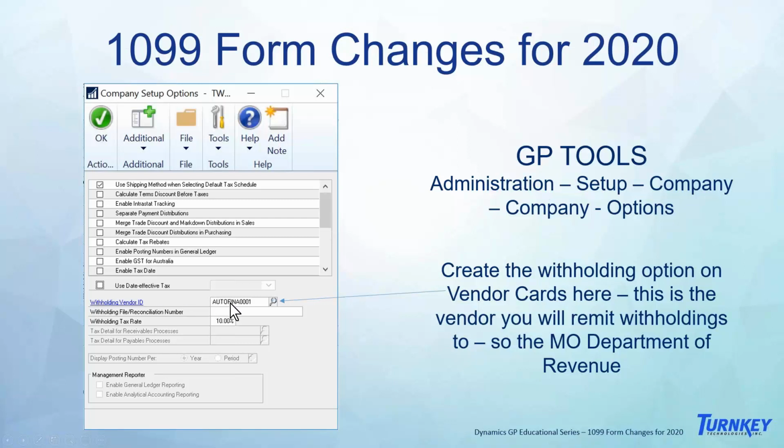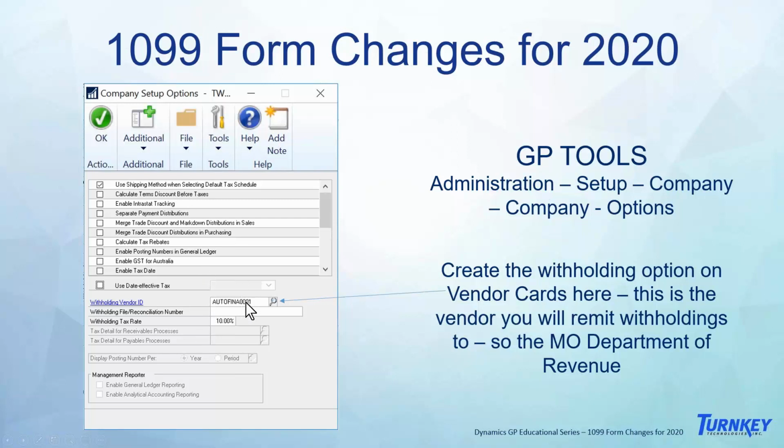Now this vendor ID, I just picked a vendor to get somebody in there, but this really would be the vendor you're going to make the payment to. So in this case, like in my case, I'm in Missouri, so I want to make a payment to the Missouri Department of Revenue, right? I'm not paying Beaumont Construction. I've got an invoice from Beaumont Construction for $10,000. I'm only going to pay them $8,000 because they're subject to 20% backup withholding, and so I'm going to pay the other $2,000 to the state of Missouri. So I would put the state of Missouri in my withholding vendor ID. So this is the vendor, this is the state agency that you're going to pay on this window setup.